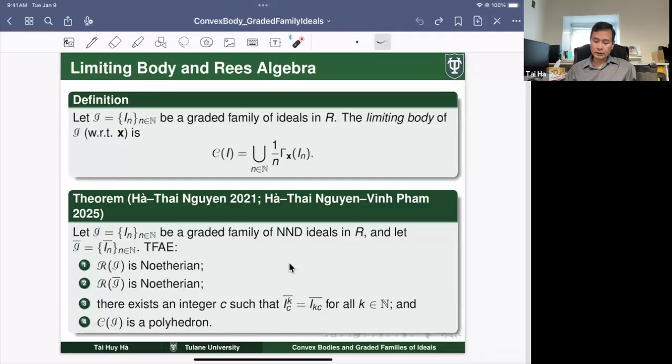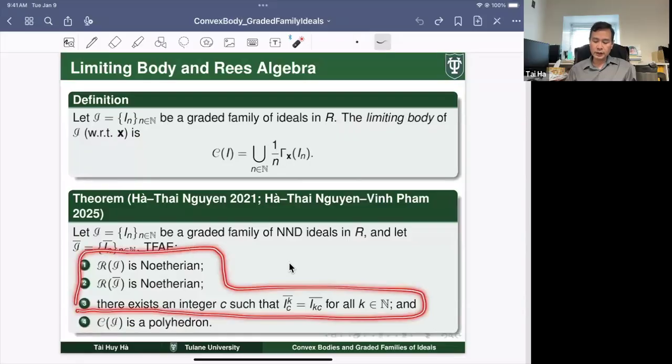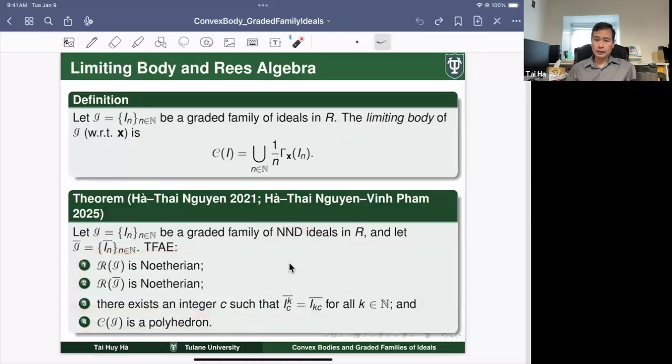So this gives an interesting criterion for the Noetherian property of the Rees algebra when the ideals are NND. What we're going to use is, of course, these results, or at least the equivalence of the first three conditions when we don't have a system of NND ideals.